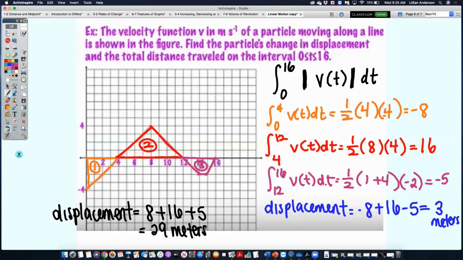So we can find displacement, and I wrote displacement twice. That was my mistake. This one should have been distance traveled. So we can find displacement and total distance traveled even without an actual function. Questions on this one? Displacement represents the location of the particle after a certain amount of time. So when we did it for this particular problem, we found that after 16 seconds, our particle was just 3 meters away from where it originally started.